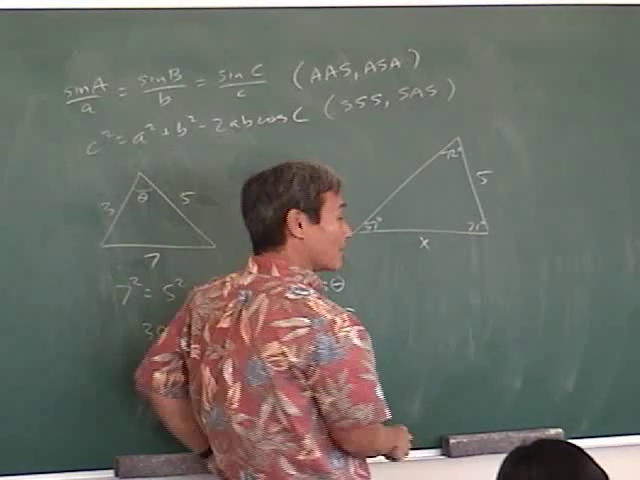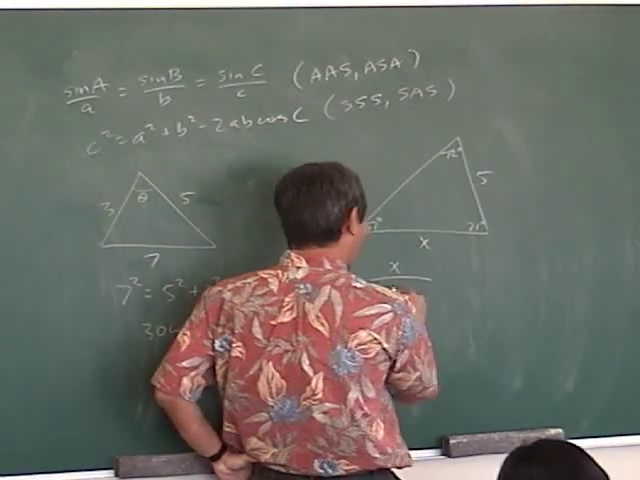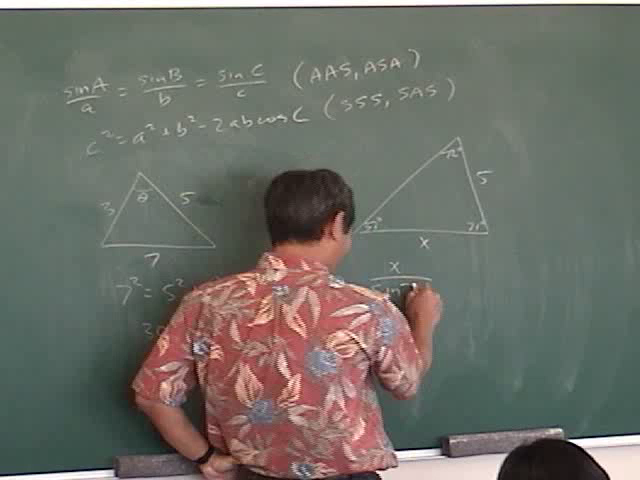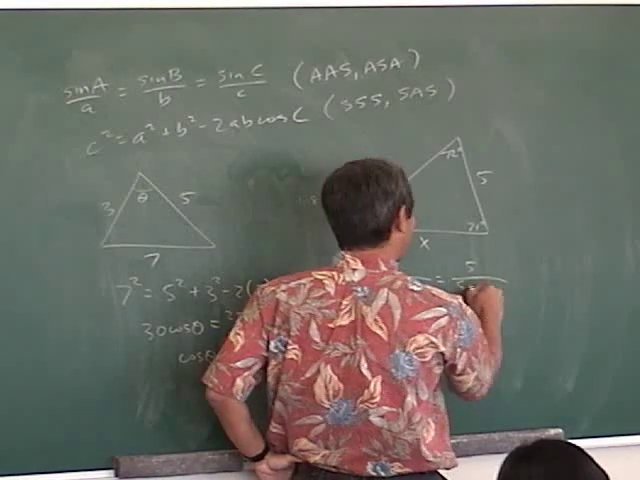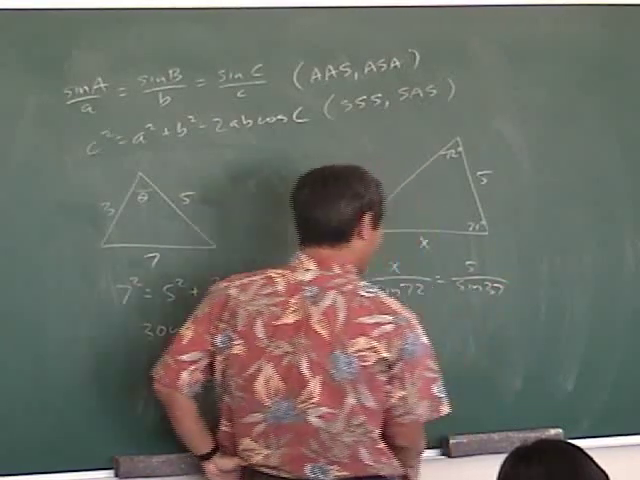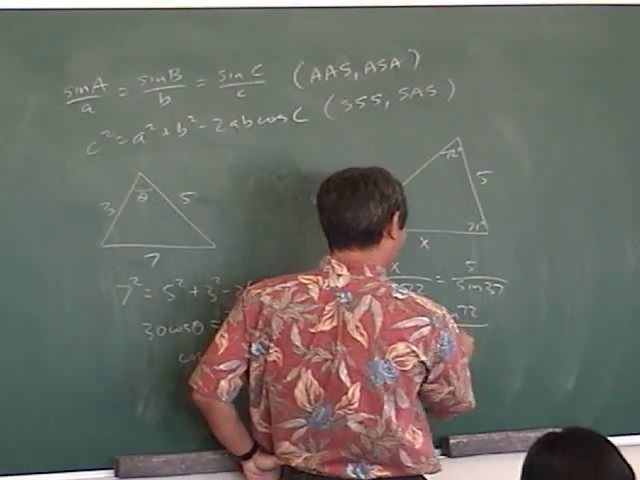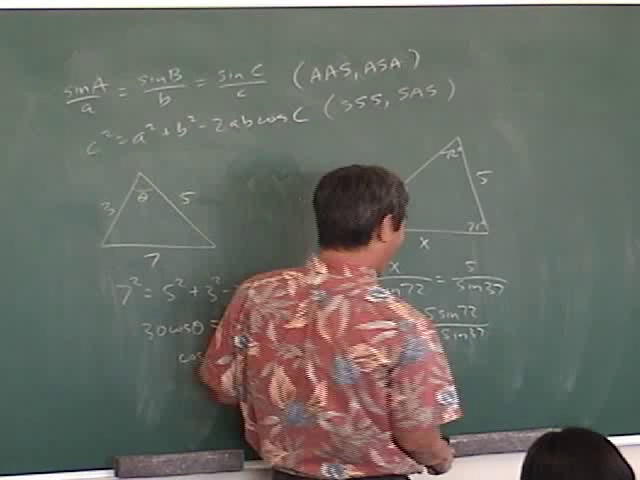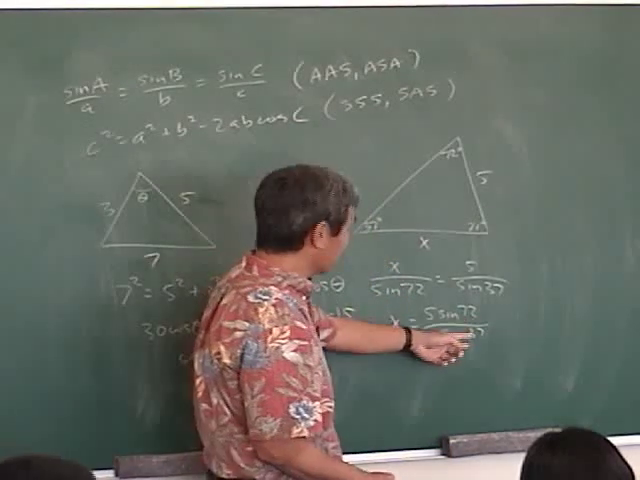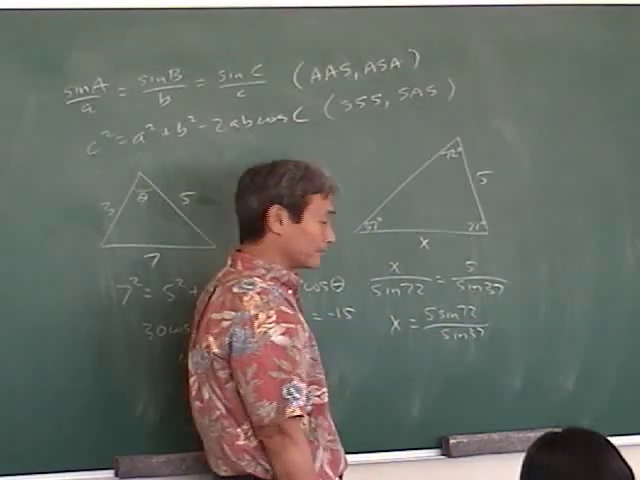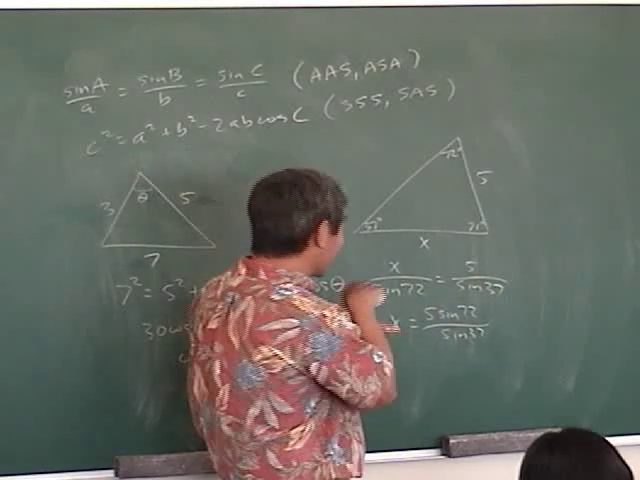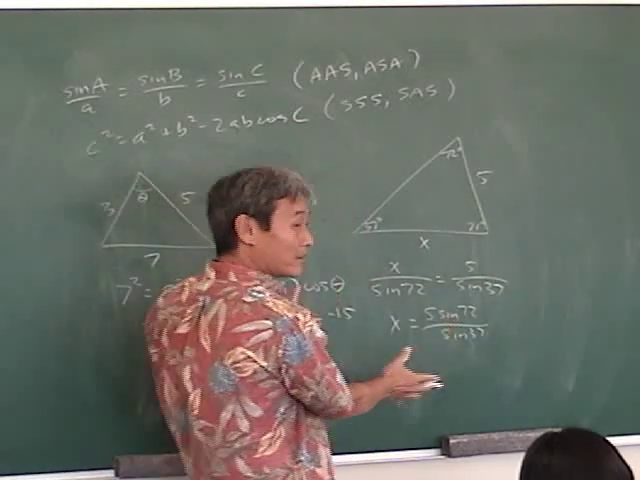So now we use the law of sines. X over sine 72 degrees is equal to 5 over sine 37. So therefore, x is equal to 5 sine 72 all over sine 37. And you want to be in degree mode for this problem because these are degree measurements. Now you take out your calculator and punch it in. See, I didn't even use calculator.